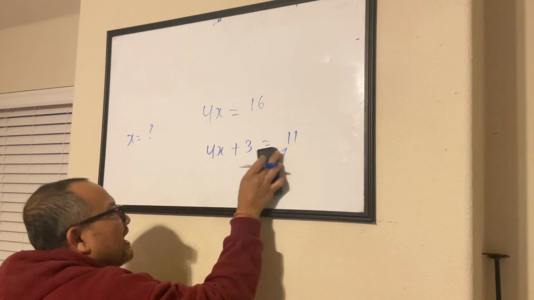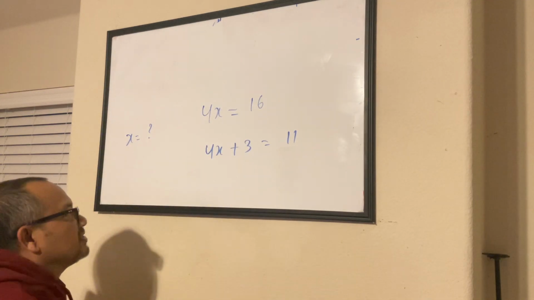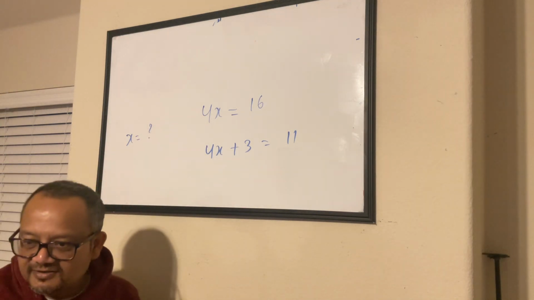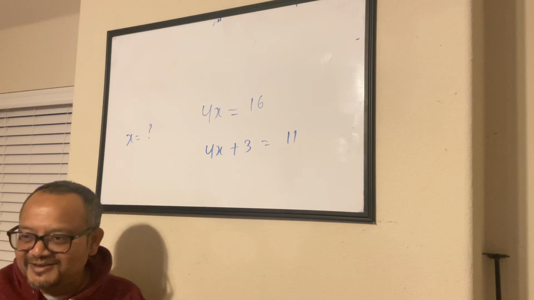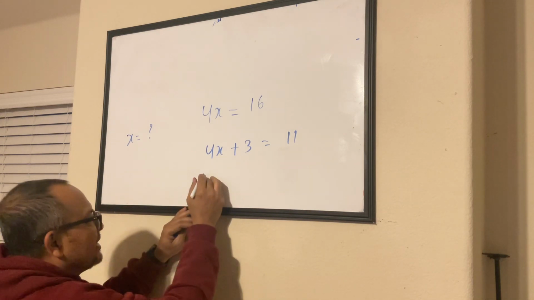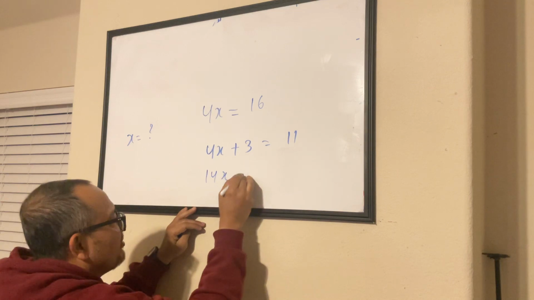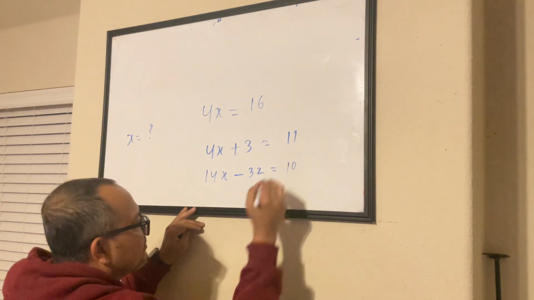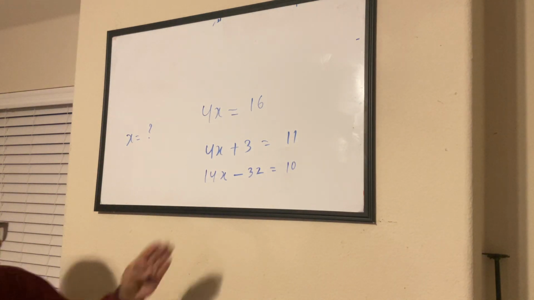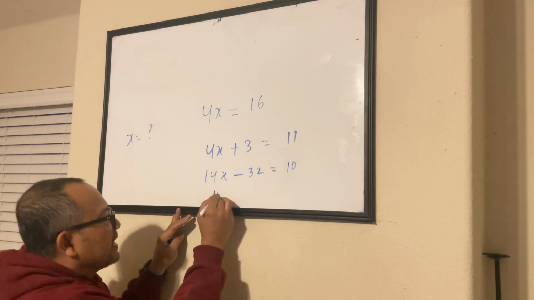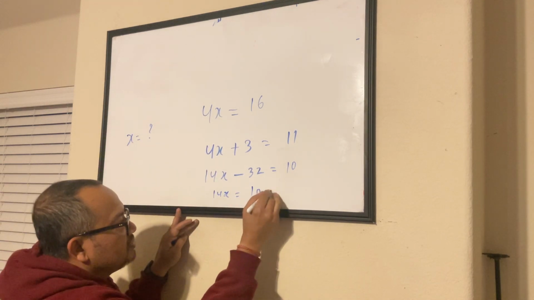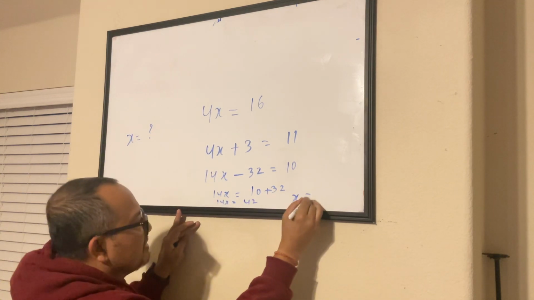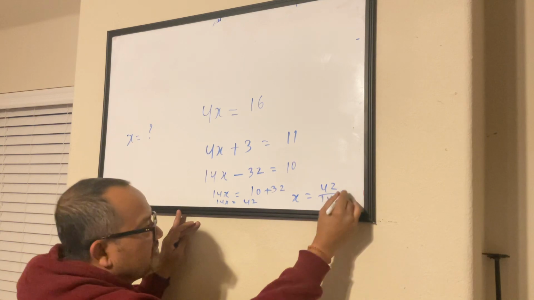But I'm not here to tell you how to solve these kinds of equations. That was not the intent. The message was different. Now look at another one: 14x minus 32 equals 10. Same thing you will do. You'll move this to the other side. So 14x becomes 10 plus 32. So 14x equals 42, or x equals 42 divided by 14, which is 3.